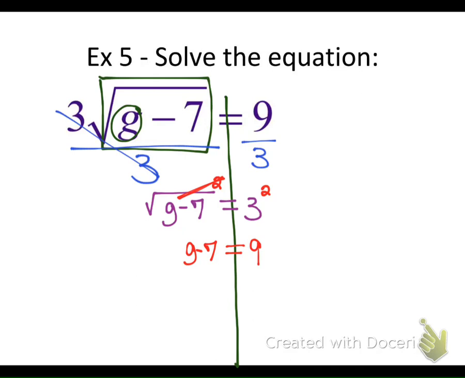Isaiah, what was your question? What about the box though? You can bring it down. You don't necessarily have to for the second step. Some people choose to, especially when we get into multi-step square root equations. But as long as you start off with it boxed, you're okay. Now step 3, solve as usual. So how do I get the g by itself? Plus 7. So then g equals 16, and box it.